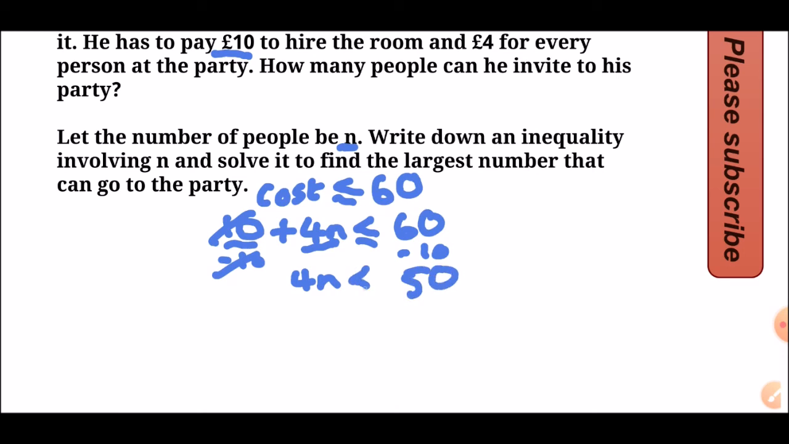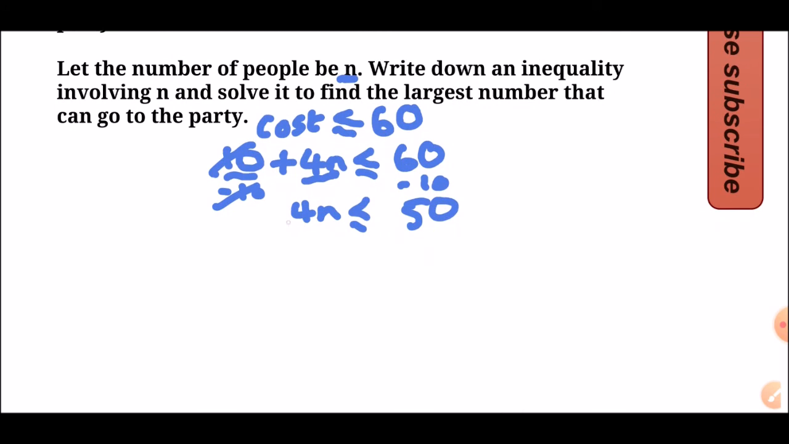And now to get the n on its own, we have to divide both sides by 4. On the left hand side, the times 4 and divide 4 cancel out, leaving just n, and on the right I'll have 50 divided by 4, so 50 over 4. It's not good to always leave it as an improper fraction, so if you can turn that into a mixed number, it will be better.